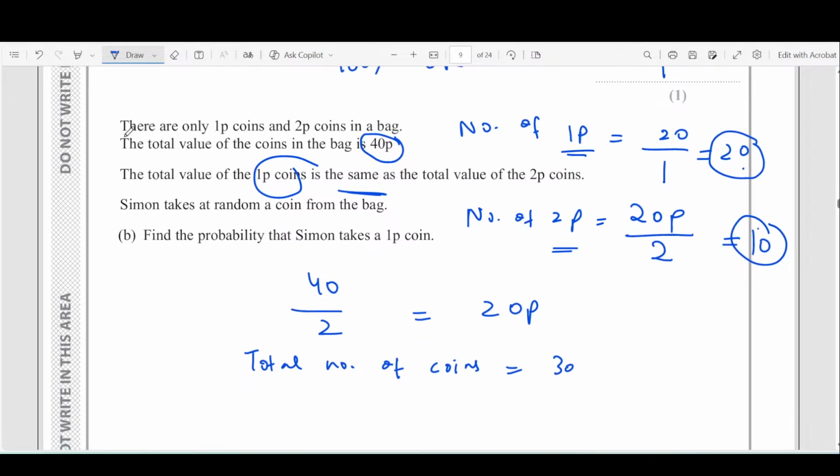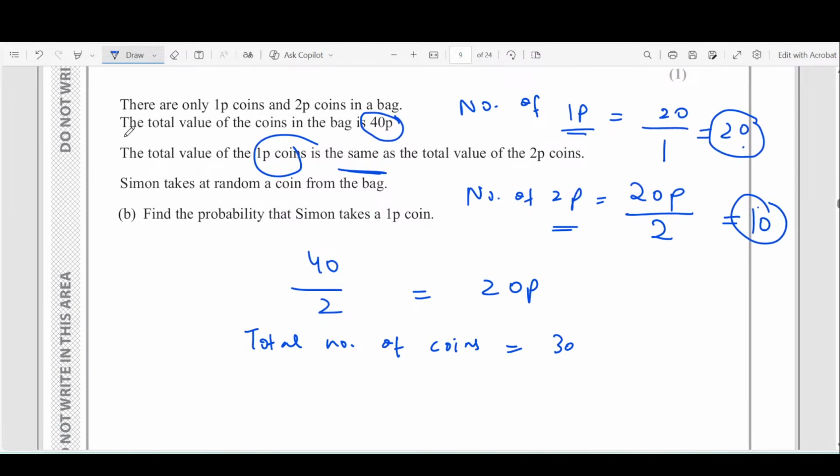Now we can find the probability of taking a 1 pence coin. So which is the formula? I'm writing 1 here, it means 1 coin. Number of 1 pence coins divided by total coins. Whatever probability it is asking for, it is asking for 1 pence coins, and the number of 1 pence coins is 20, right? As you can see here.